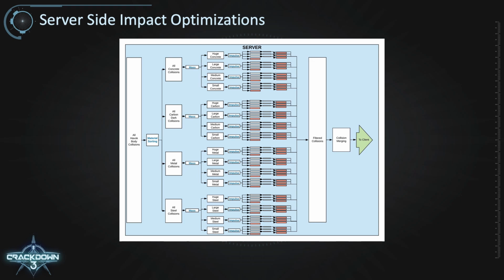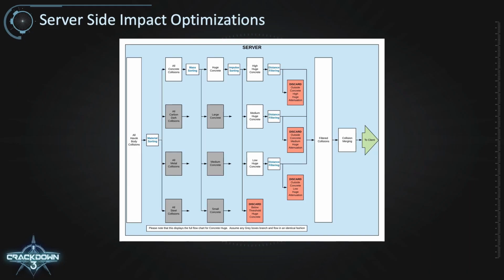So we start filtering on the server. Our goal here is going to be to reduce the number of collision messages that we're sending from the server to the client. Each of these red boxes is an opportunity to discard some of these collisions. And this is a little hard to read, so I'm going to give you another version of this graph that's a little bit simpler. We'll just focus on one branch. You can assume that any of these dark gray boxes are going to branch identically as the one on top here. All right, so we start on the left with all of our Havok body collisions.